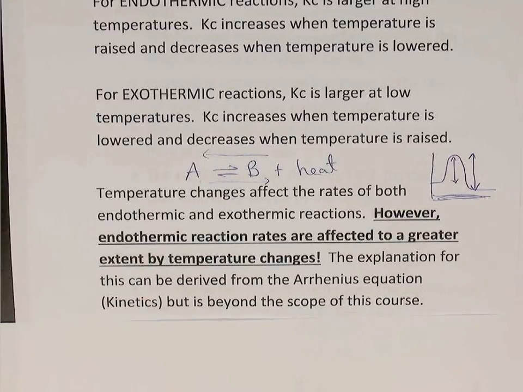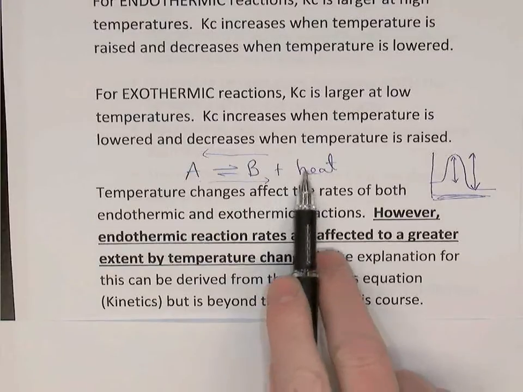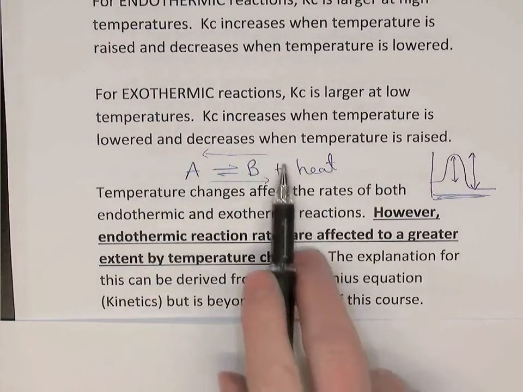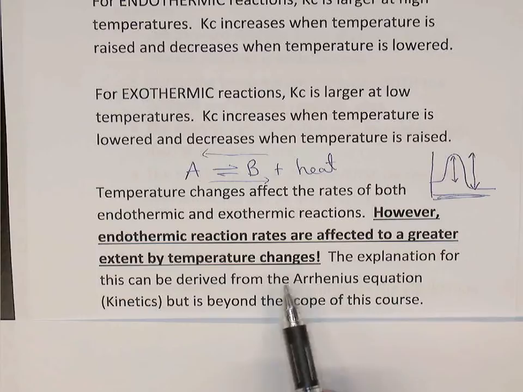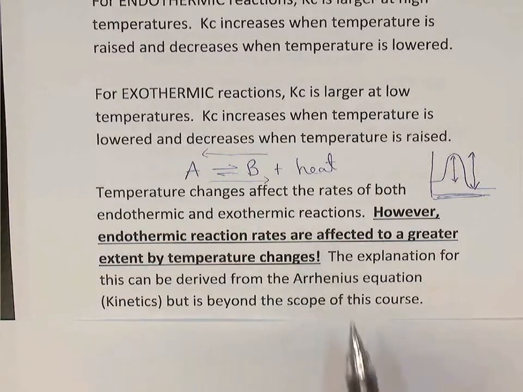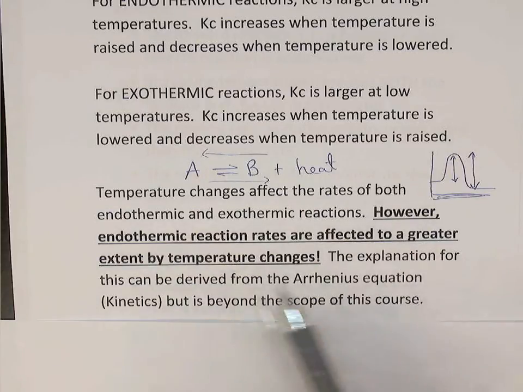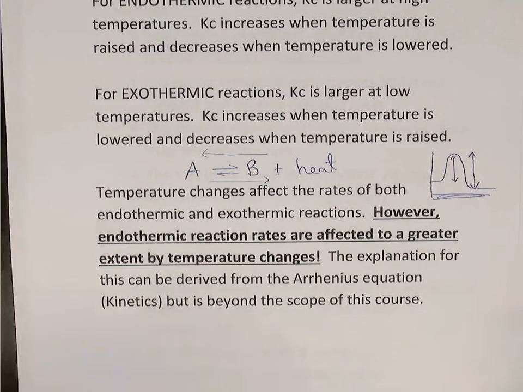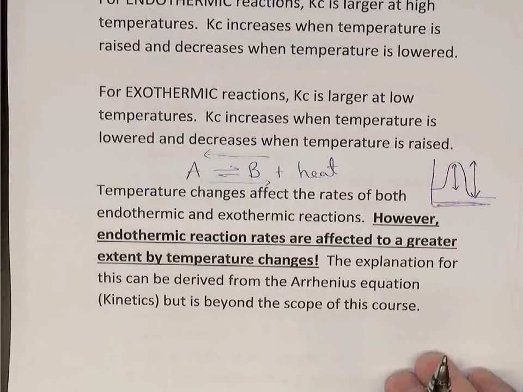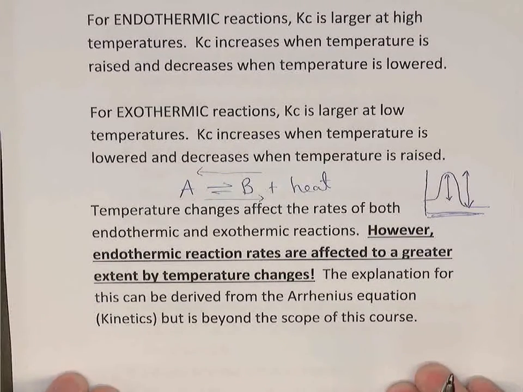Because of that, the endothermic direction of the equilibrium will always be affected to a greater extent by temperature change. So for example, raising temperature would cause both rates to increase, forward and reverse, but in this case here, the reverse rate would increase more because that's the endothermic process. Cooling the system would slow down both rates, but the reverse direction, the endothermic process, would be slowed down more than the forward reaction. So the endothermic process is affected to a greater degree by temperature change than the exothermic process.